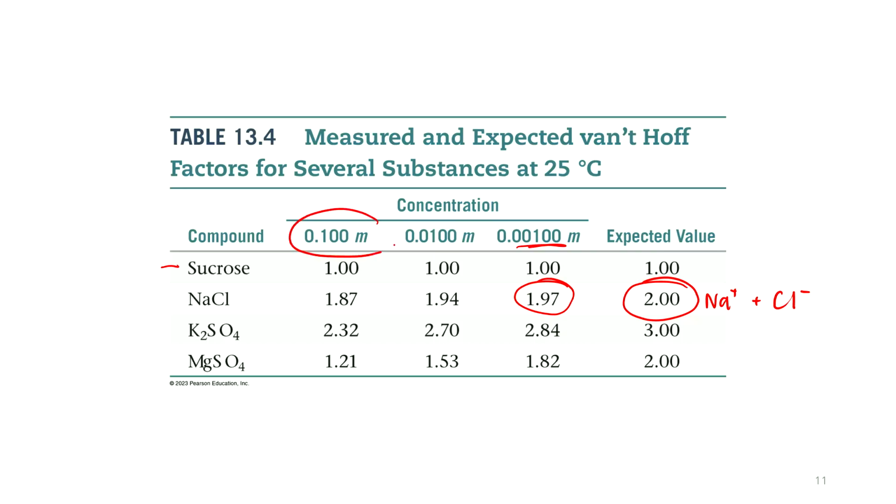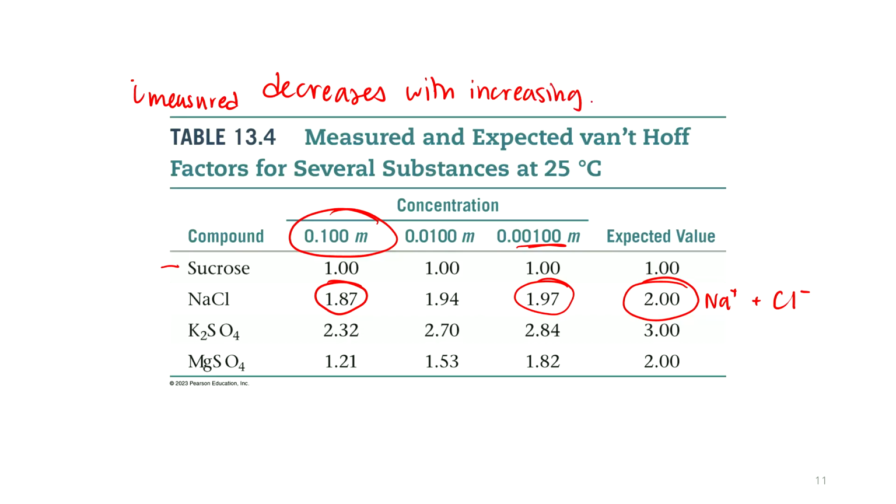As we get to higher concentrations, so at 0.1 molal, we have a measured I of 1.87. So now we're deviating fairly significantly from our expected value. So we can say the general trend is that I measured decreases with increasing concentration. And then we could even expand on that and say because ion pairing is more prevalent.